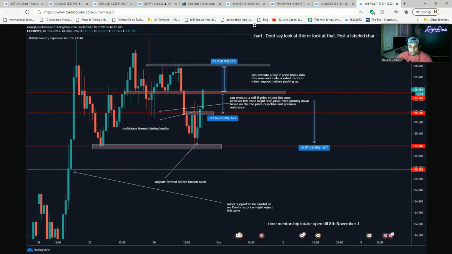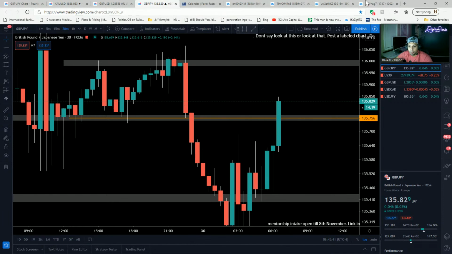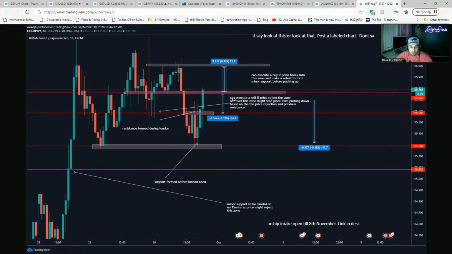Ooh, wow, man. G just pushing over here. It looks like I'm going to miss this move up. Can execute a sell if price rejects the zone. Can execute a buy if price breaks into the zone and does a retest to go up.